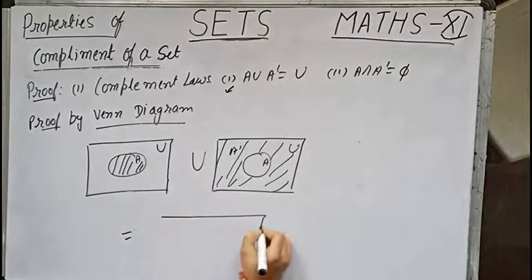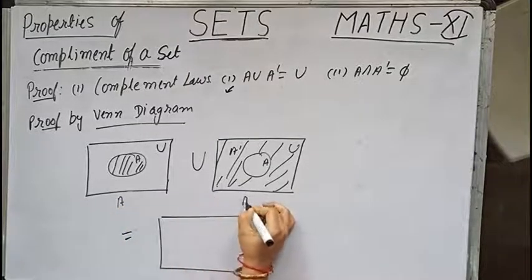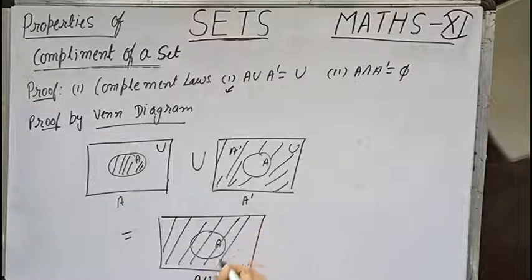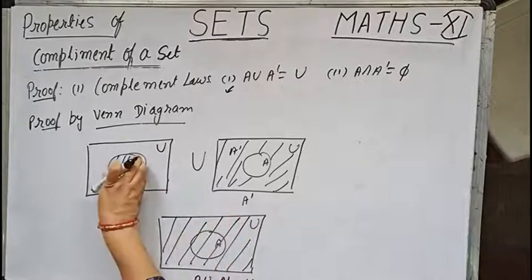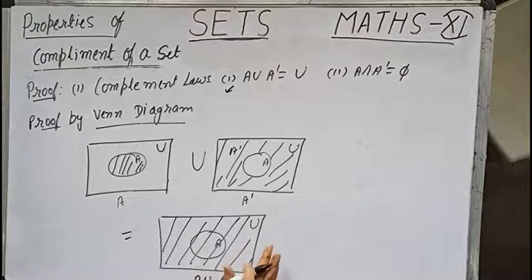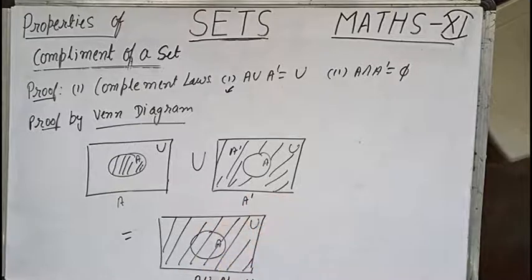So this one is A and this one is A complement. So over here this is A union A complement we are doing, and we will be getting the universal set. The whole portion will be shaded. So A union A complement equals the whole set U. A is this one, A complement is the remaining portion except A, and A union A complement is the whole set U. Similarly children, you try for the subpart number 2, the algebraic as well as the Venn diagram proof.